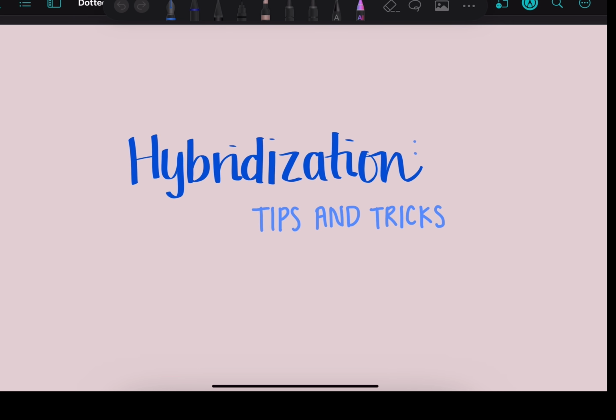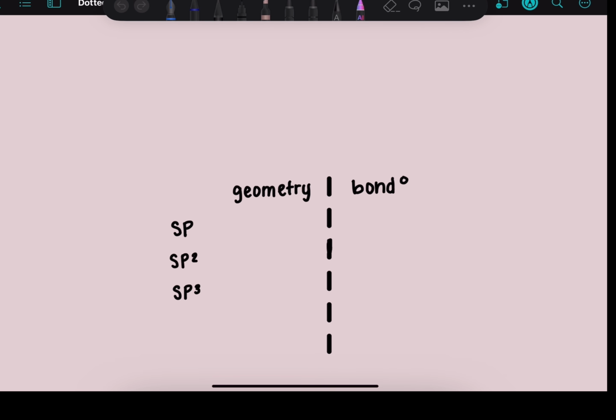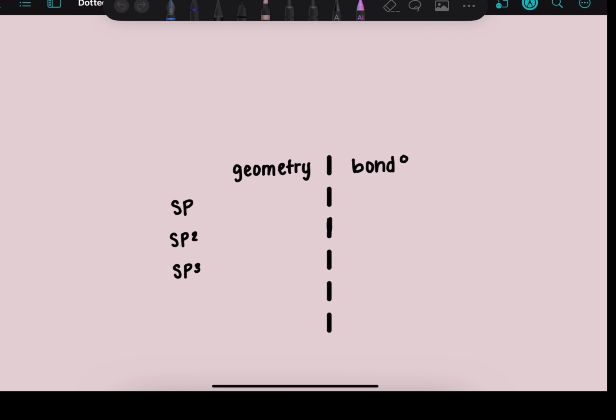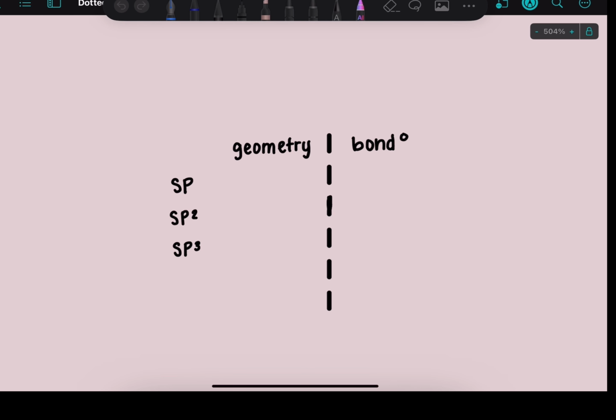But before we do, I do want to put a disclaimer out there. There may be some cases where this pattern may not work. So in that case, please do have a good understanding of orbitals and energy configurations and things of that sort. But in today's video, I'm going to help you solve hybridization questions using this pattern. So before we touch on some sample problems, let's review this table.